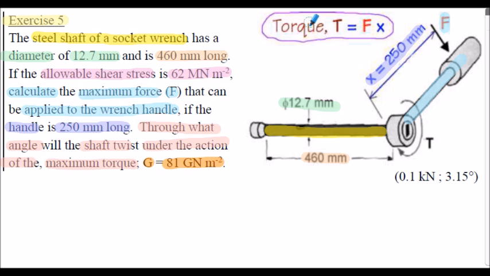Notice for reference in the sketch here, there's a hint that torque T applied to the socket wrench and shown here is calculated from the formula F times X. The answers are shown in the bracket here. I would encourage you to stop the presentation and attempt this question, but the full solution to exercise 5 is shown on the following slides.